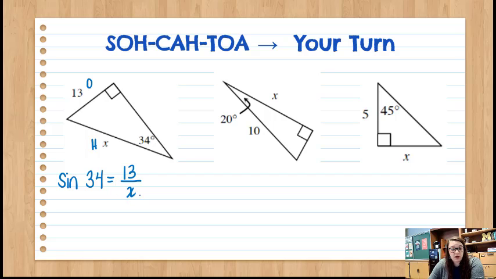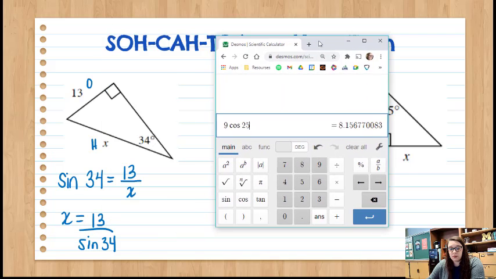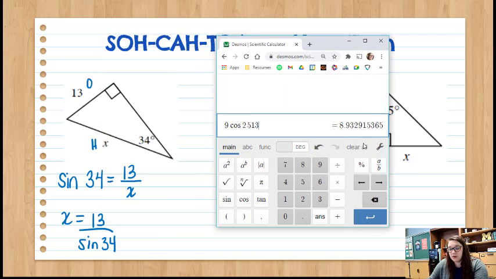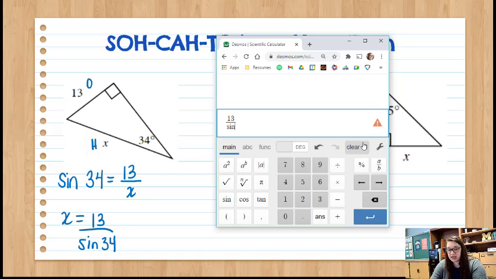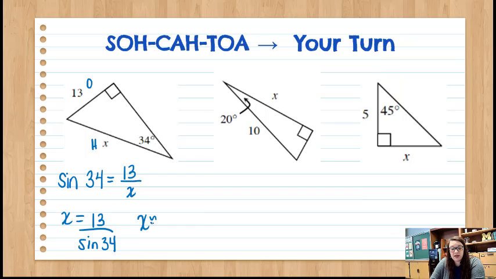To solve when there's a variable on the bottom, we switch places, so x equals 13 over sine 34. Let's plug that in. 13 over sine 34 is 23.2. So x is approximately 23.2. Let's try the next one.